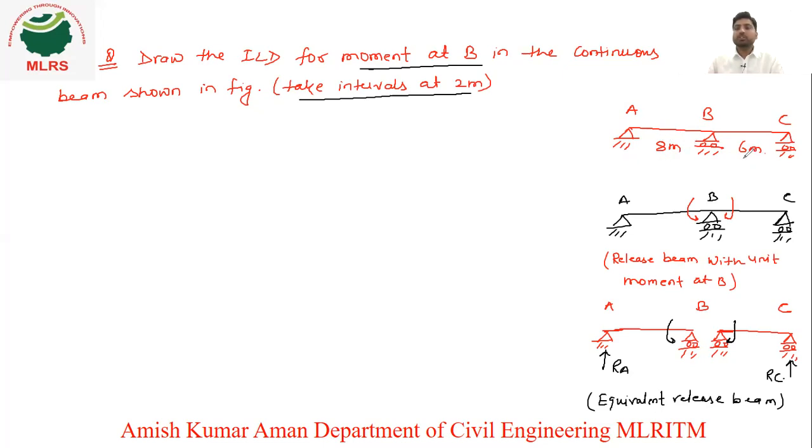So first we will draw the release structure, the release beam. What we need is the ILD for moment at B. If we need to draw the ILD for reaction at B, then we give a force here of 1 kilonewton. Now, if we need the ILD for moment, we give a moment here. So this is the unit moment. So, release beam with unit moment at B.